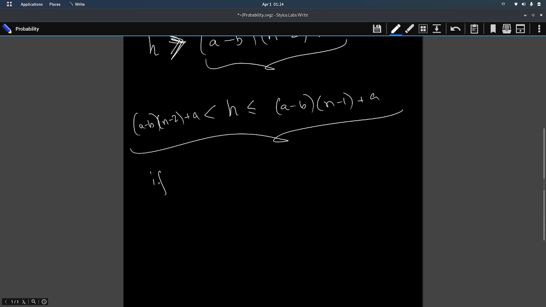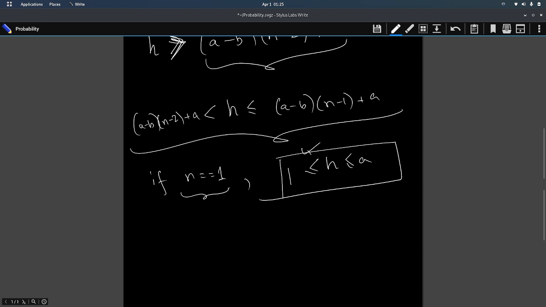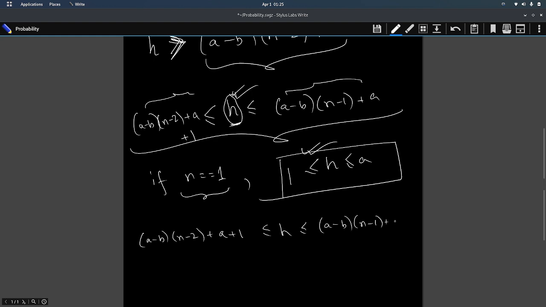Okay, also if our n is equal to 1, then basically height can range from 1 to a, any value, right? As the lower bound is strictly greater, we can write it like this with a plus 1. This is because the height is integral, and hence we don't worry about that. So our height range turns out to be (a minus b) times (n minus 2) plus a plus 1 is less than or equal to h, which is less than or equal to (a minus b) times (n minus 1) plus a.